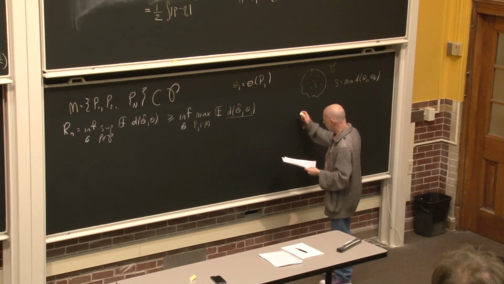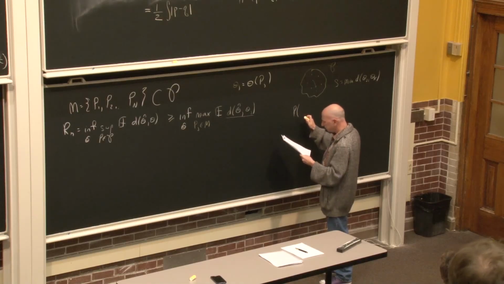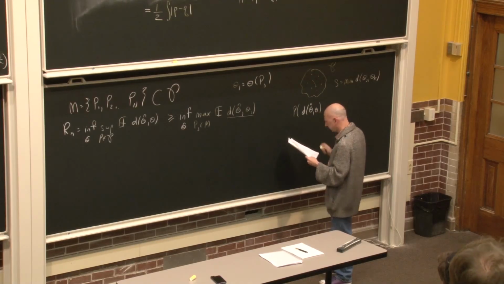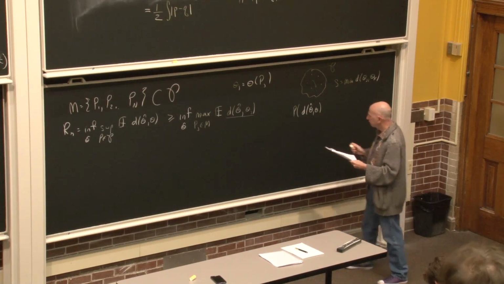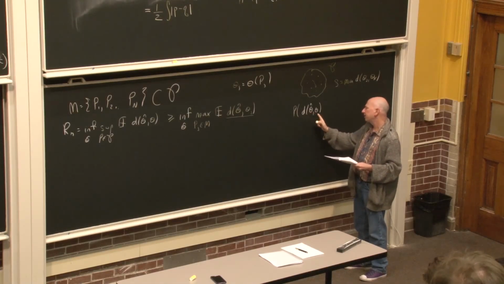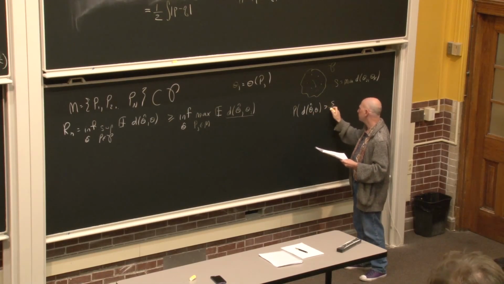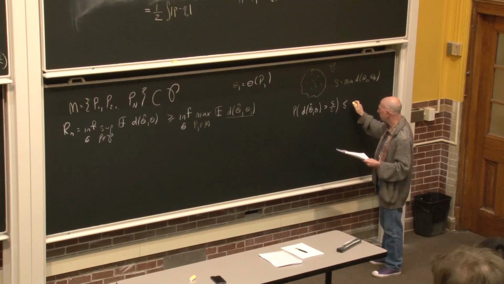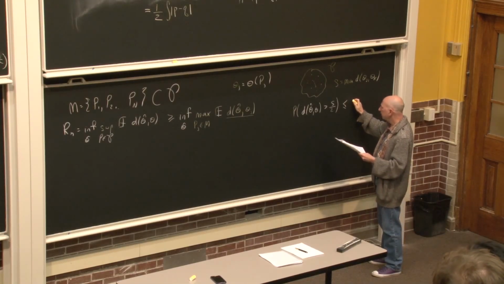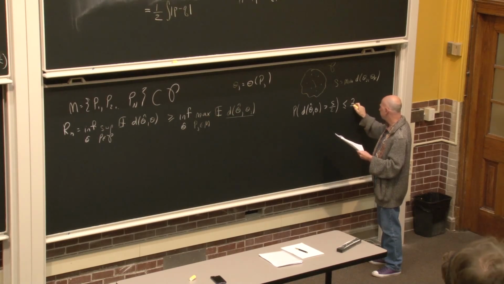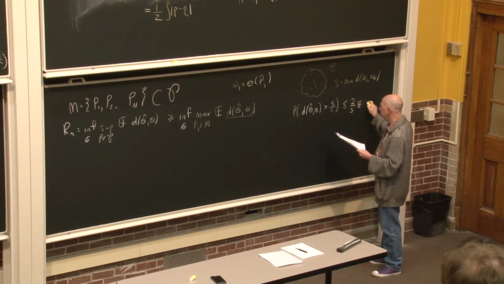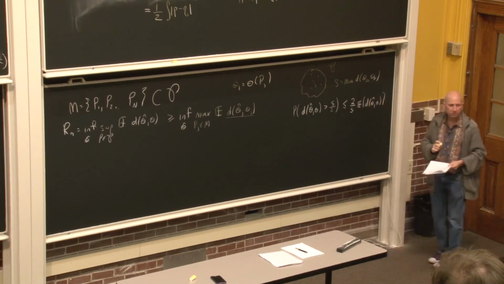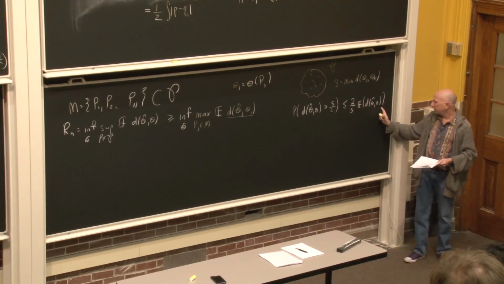Then let's do, for any estimator, what's the probability, and I'm going to use S over 2 here, that any estimator compared to the truth is bigger than S over 2? The reason for the 2 will become clear later. By Markov's inequality, this is less than or equal to 2 over S times the expected value. This is true for any estimator. That gives me a lower bound on this distance.